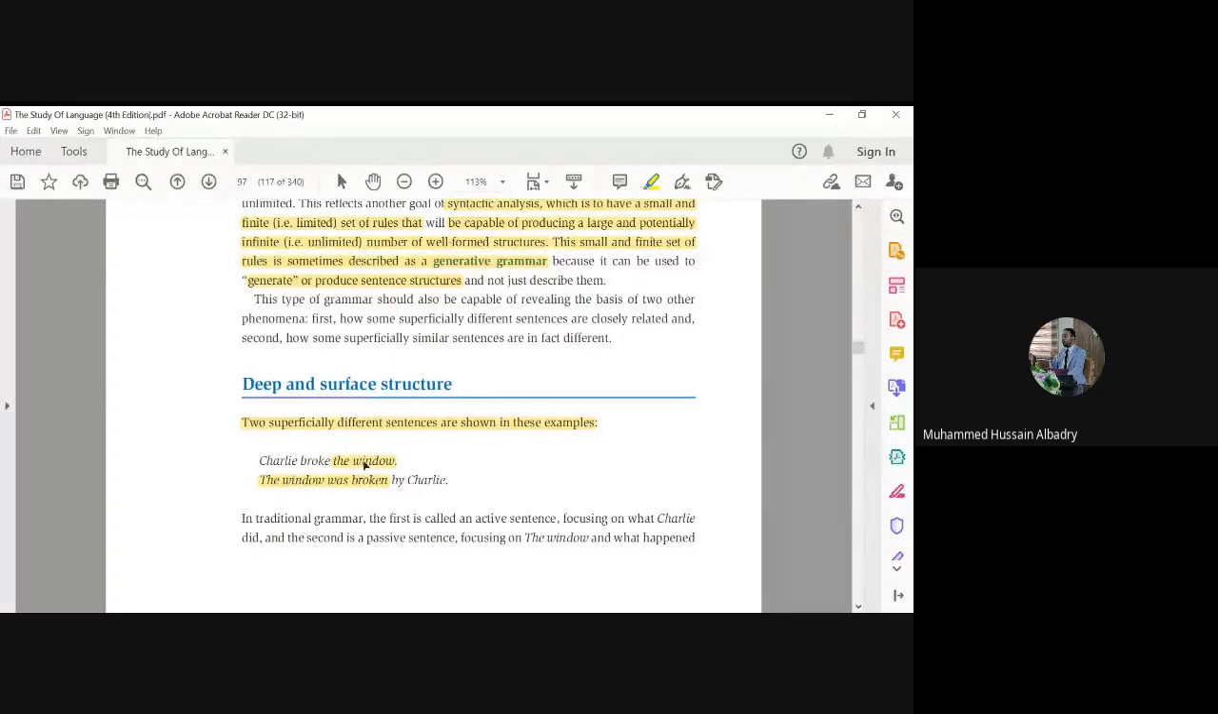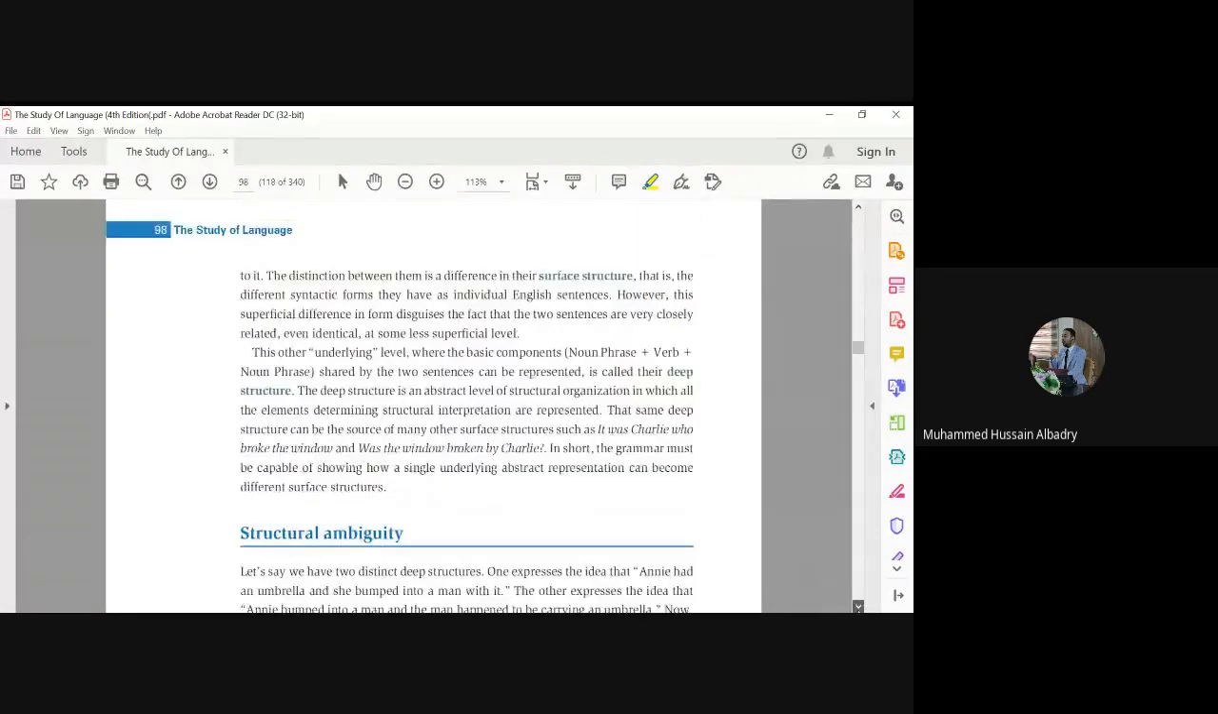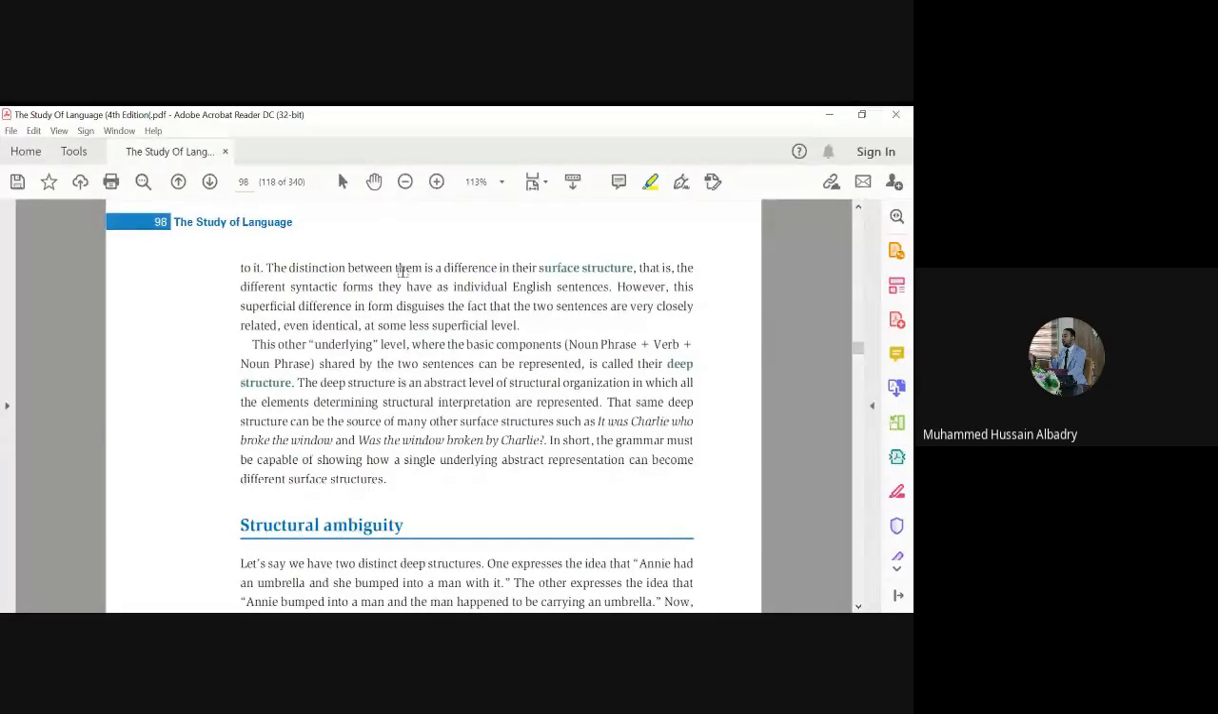So these are different sentences. You can see here the first is active and the second is passive, but they are related. The meaning is the same, okay? The distinction between them is a difference in the surface structure, that is, the different syntactic form they have as individual English sentences.